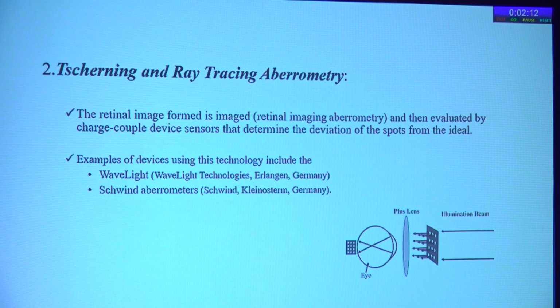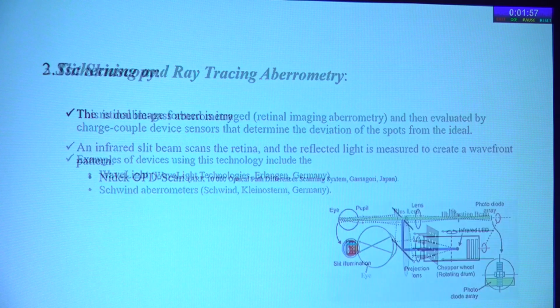In Tscherning and ray tracing aberrometry, the retinal image formed is imaged and then evaluated by a charge coupled device sensor that determines the deviation of the spot from the ideal. So you have an ideal spot and a reflected spot that are compared. This is the technology used in the WaveLight and the Schwind aberrometers.